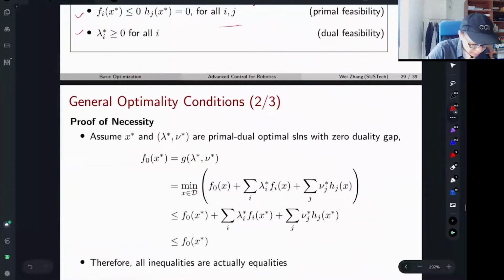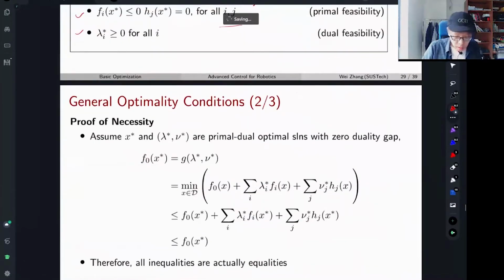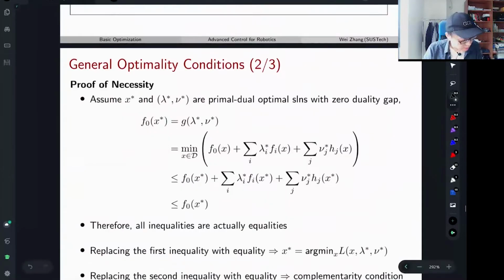We can prove it, by the way. Let's try to prove this most general optimality condition. I wouldn't say it's easy, but if you recognize the nature of the problem, it becomes less technical, so it's a little bit easier to get.